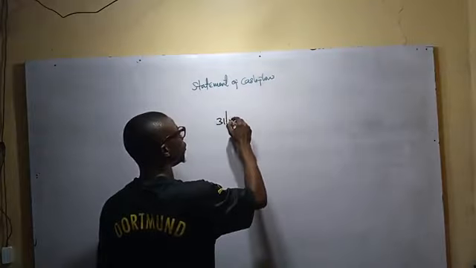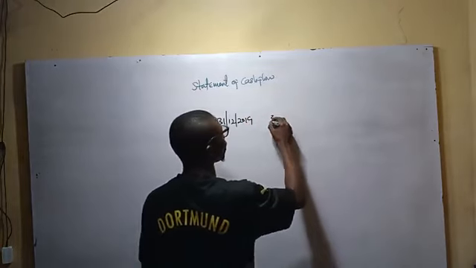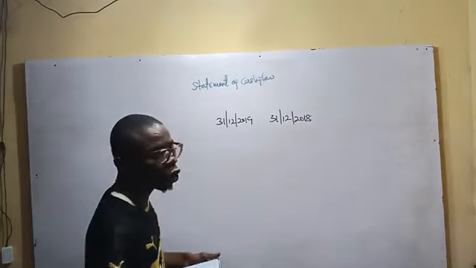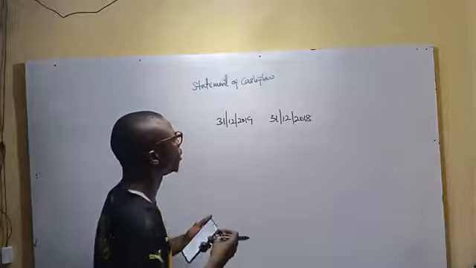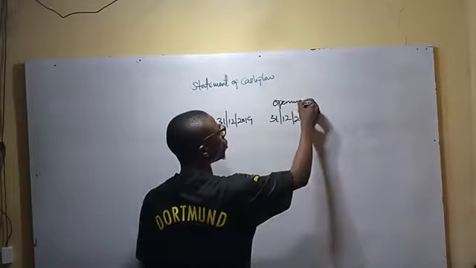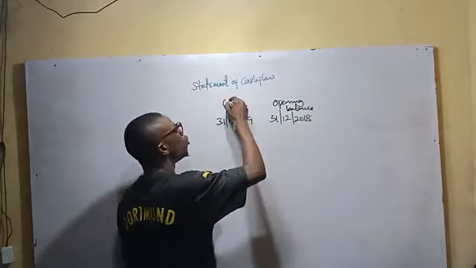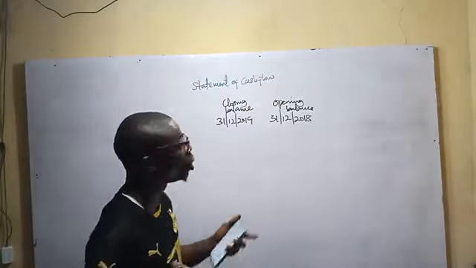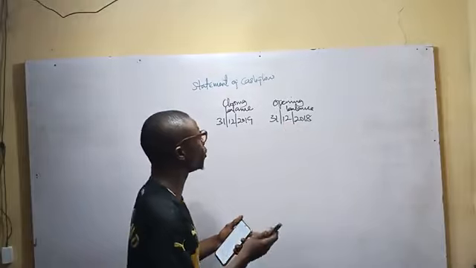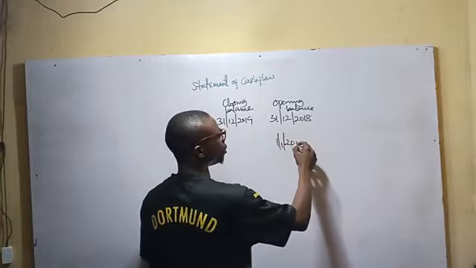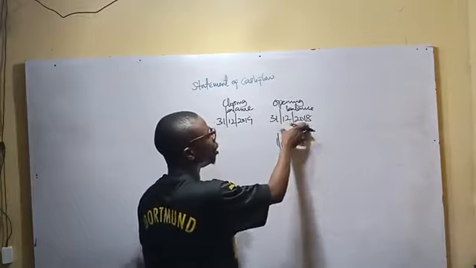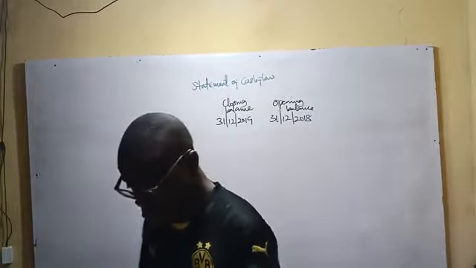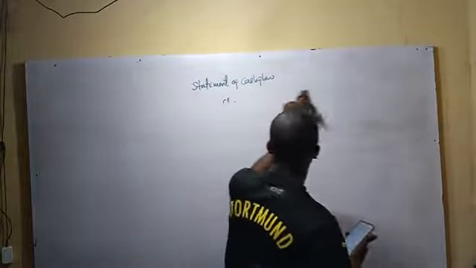We have 31st December 2019 and 31st December 2018. Now you can see that this is the closing balance in 2018. The closing balance in 2018 is the opening balance in 2019. That means this is the opening balance in 2019 and this is the closing balance in 2019. Please note that, because the opening balance will be January 1st, 2019, it is the closing balance on 31st December 2018 that will be the opening balance in 2019.